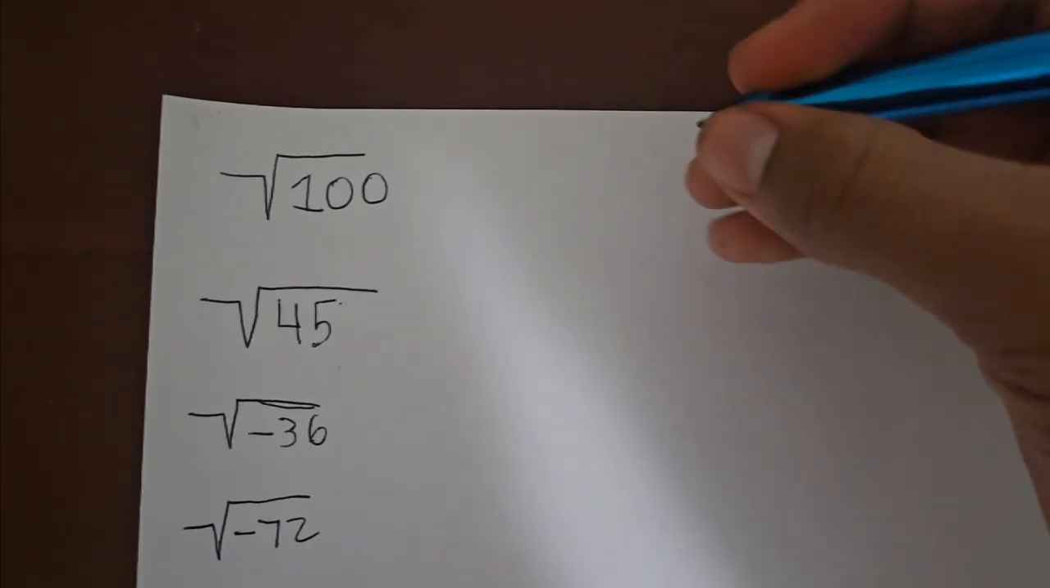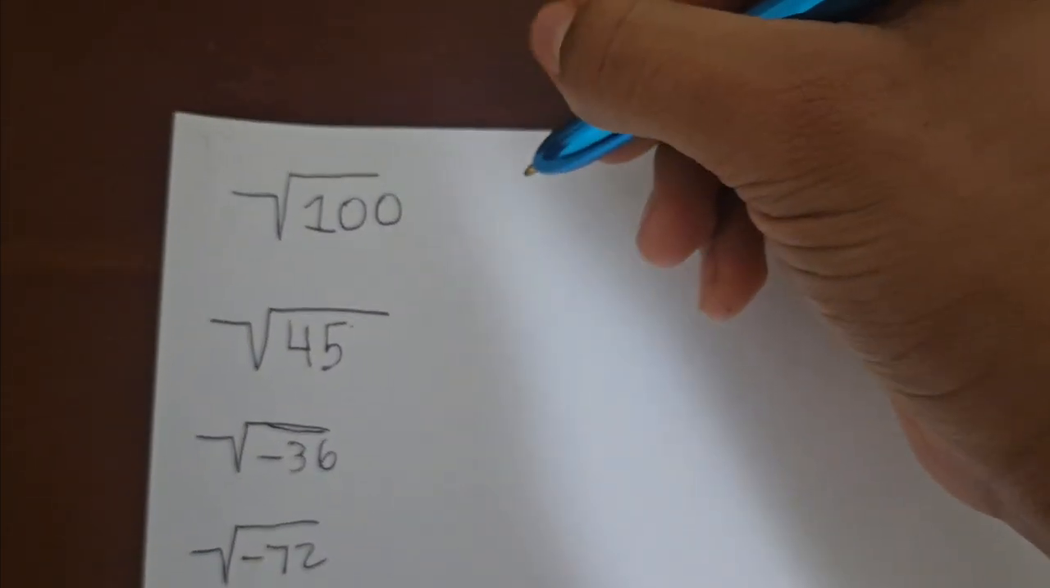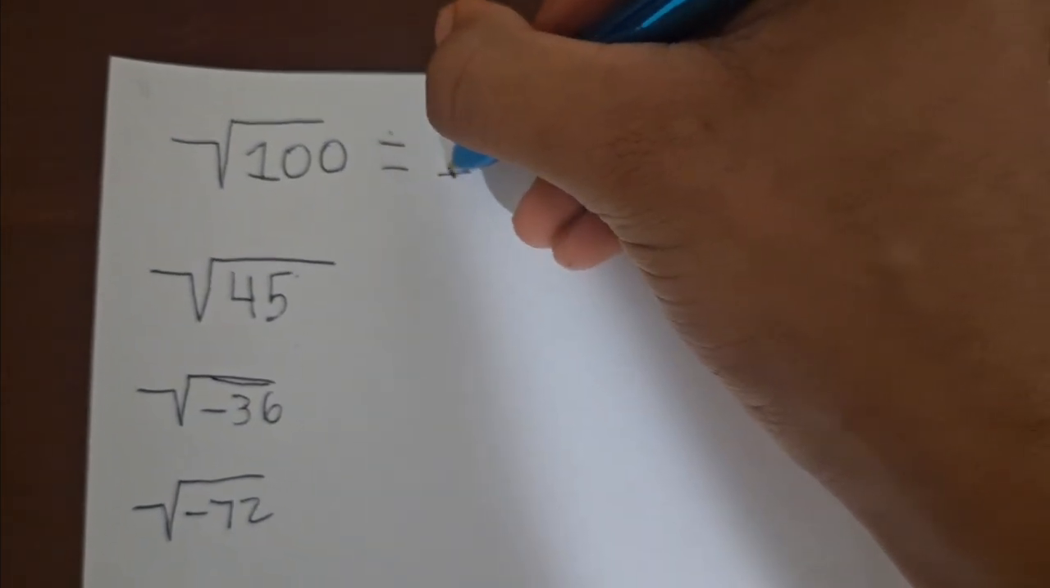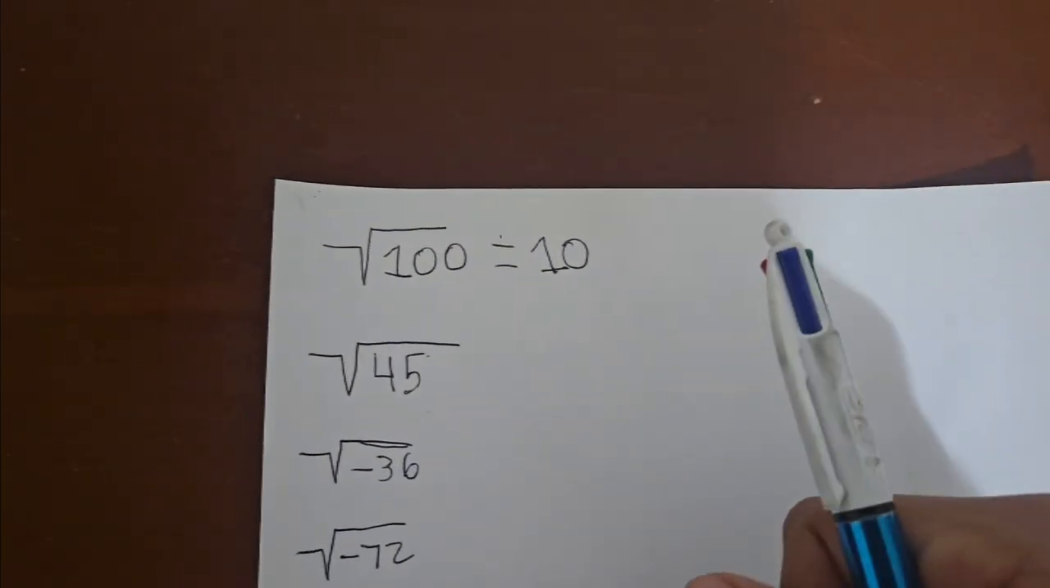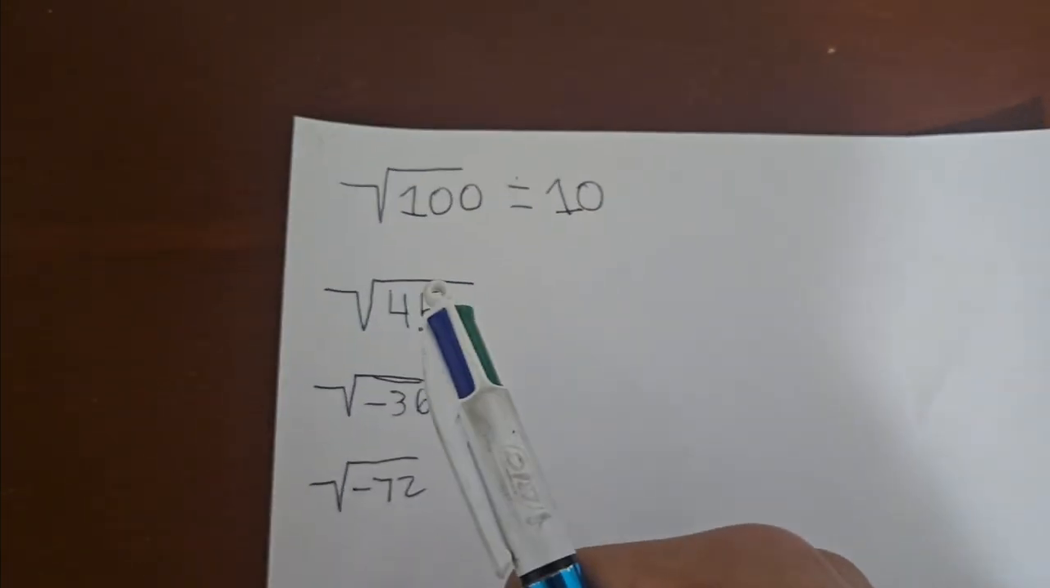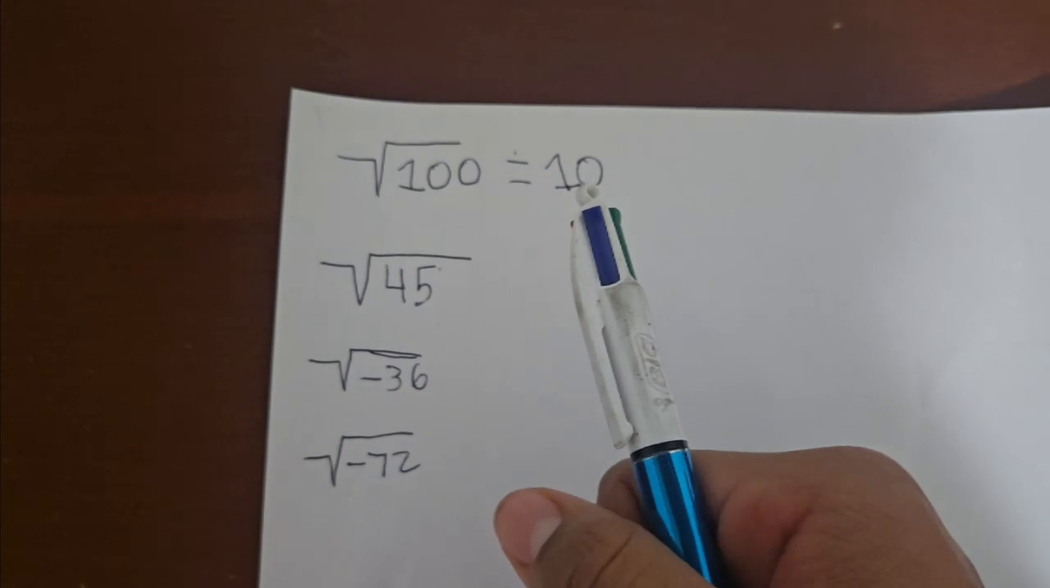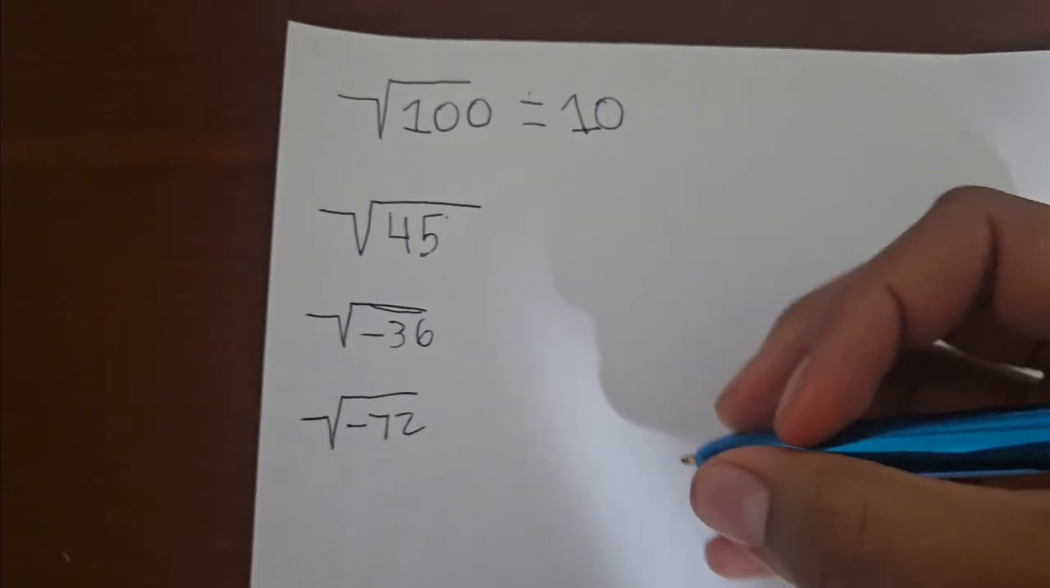So to simplify square root 100, it'll be simply 10 because it's a perfect square, and if we remember, 10 squared would be 100. So just simply simplify to 10 because it's a perfect square.